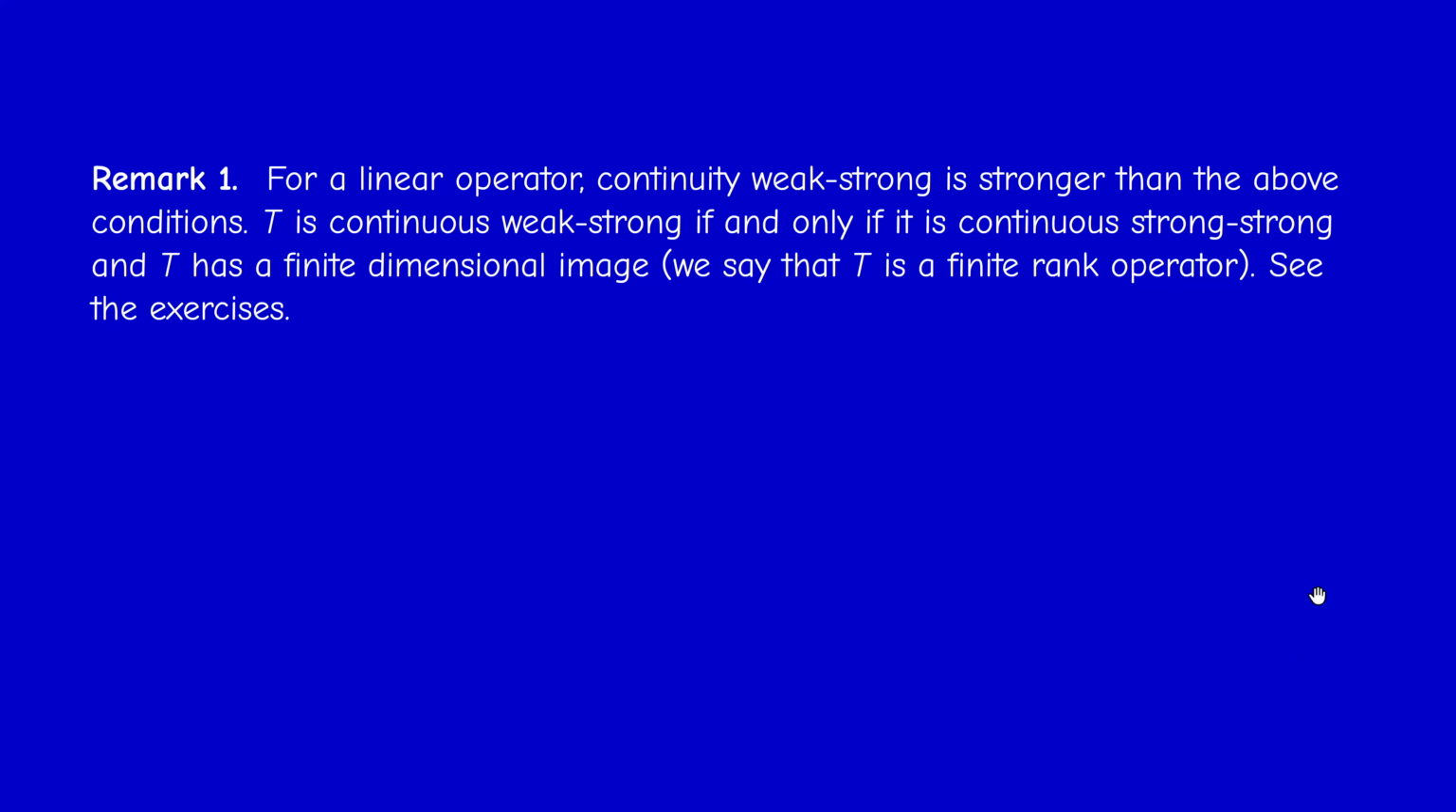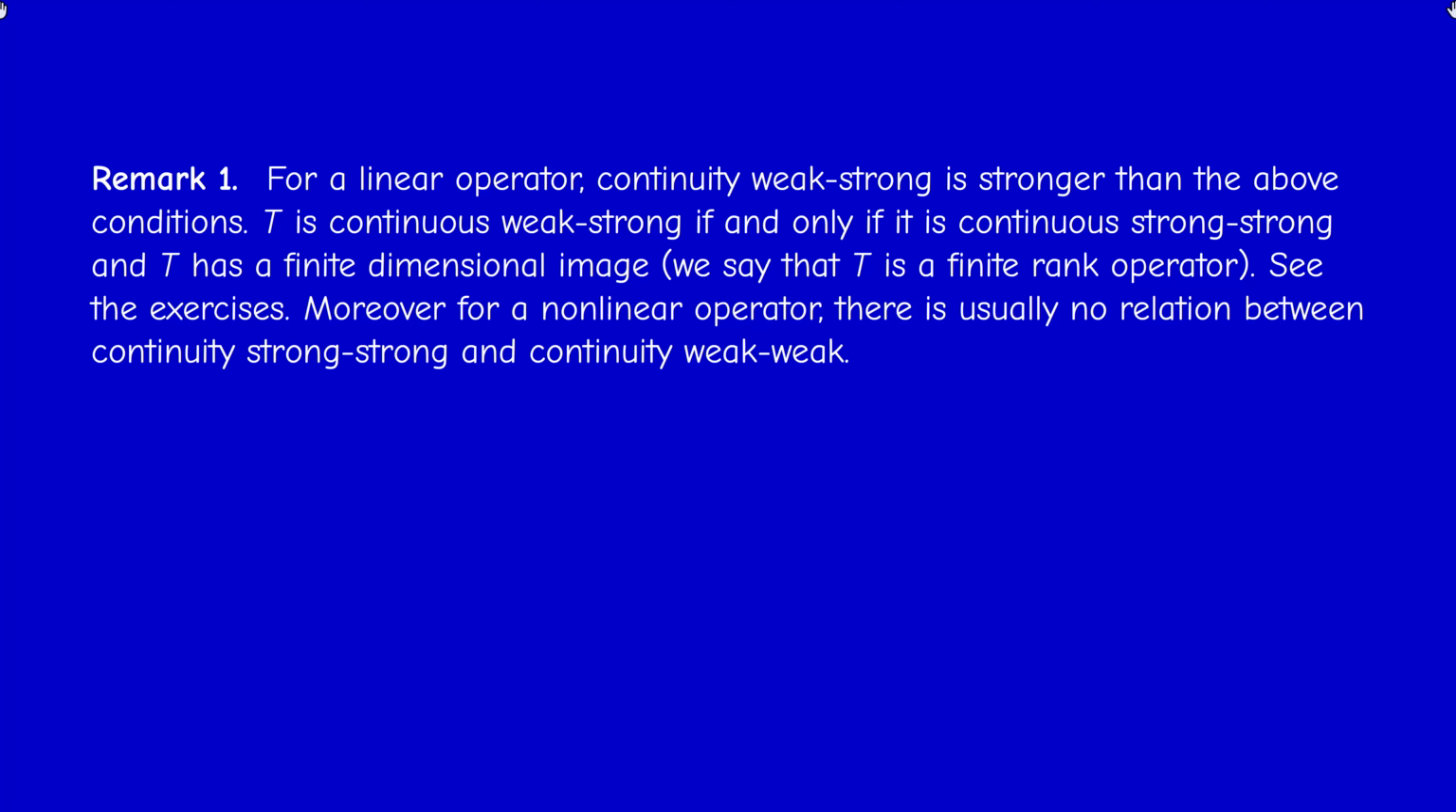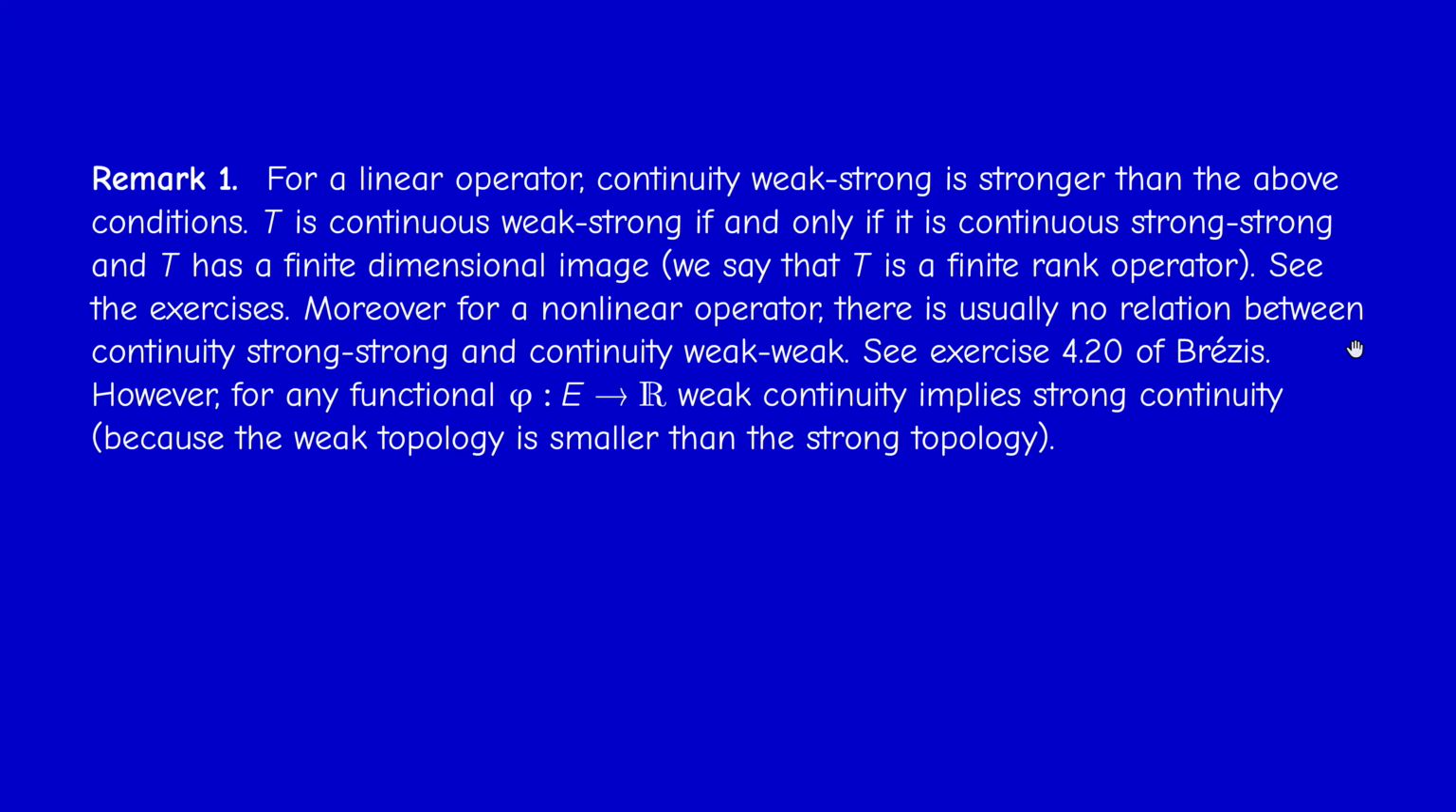Okay, so this is explored in the exercise. Now, I have to mention that for a nonlinear operator, there is usually no relation between strong continuity and weak continuity. If you are interested, you can look at exercise 4.20 in the book of Brezis. However, for any map taking values in R, from E to R, weak continuity implies strong continuity.